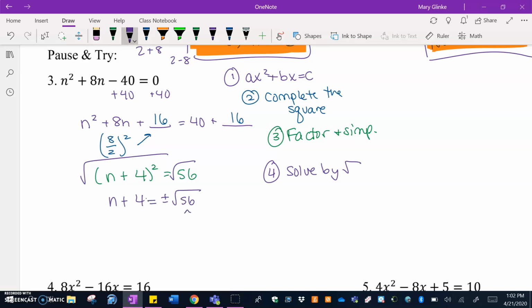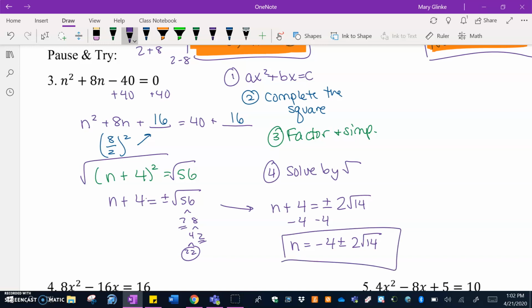We can take 56 and we can break it down. And so we get, I'm going to bump over here, n plus 4 equals plus or minus 2. There's a pair of 2's we bring out, and a 7 and a 2 are left behind. When we multiply them, we get 14. We're going to go ahead and subtract 4 from both sides. We get n equals negative 4 plus or minus 2 root 14. Now we have one rational part and one irrational part, so we cannot combine them. This would be our final answer.